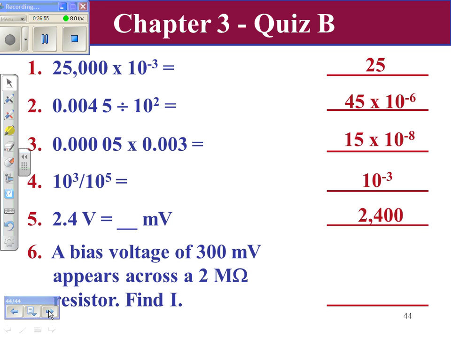A bias voltage of 300 millivolts appears across a 2 mega ohm resistor. Find I. There won't be any current flow. It'll be too small to measure. You won't be able to measure that.